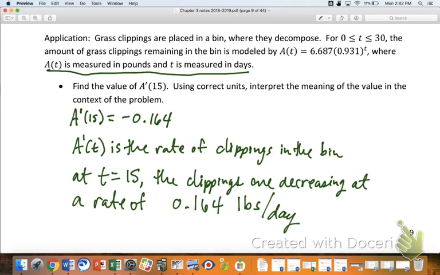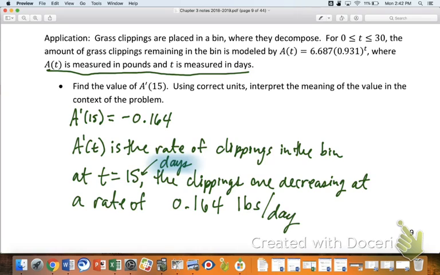I think I would just make it: the amount of clippings is decreasing at a rate of 0.164 pounds per day. The only other thing I think would be important for us to note is that the 15 actually has its own units as well. It's when T equals 15 days. I'd highlight that and make sure I put that in there. When T equals 15 days, the clippings are decreasing at a rate of 0.164 pounds per day.